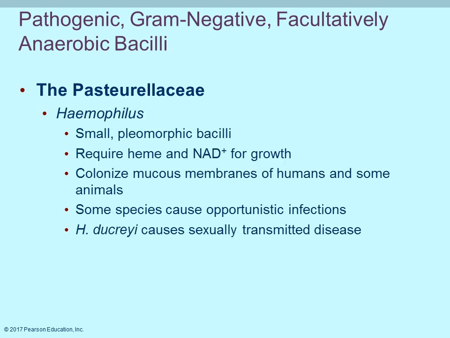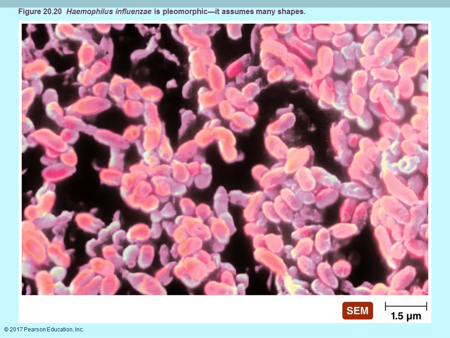Haemophilus are very small pleomorphic bacilli, meaning different shapes. They tend to colonize the mucous membranes of humans, and as I said, some of these are opportunistic. This is what it looks like. You see multi-shape.